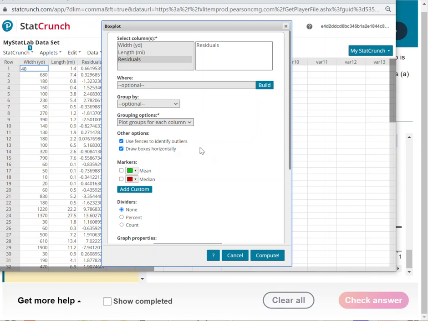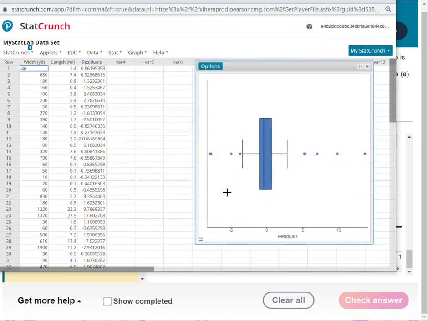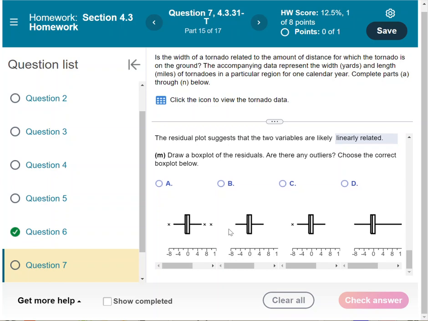Use fences to identify outliers. I think that's all we need to do there. So there's your box plot. And you can see you've definitely got some outliers here. It looks like you have 4 on each side, or 5 on the right. 5 on the right, 4 on the left. So if we can figure out which one's the right one here.